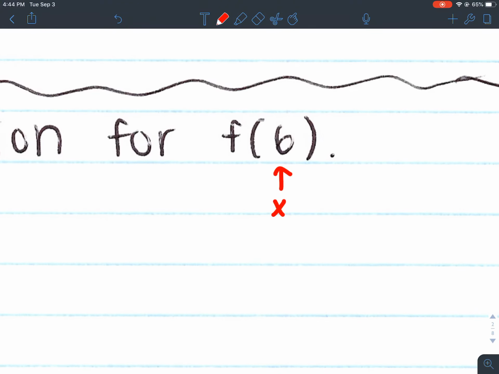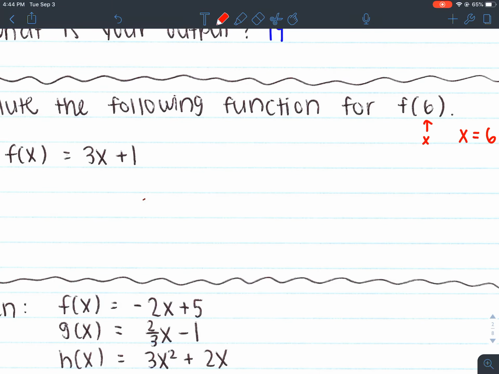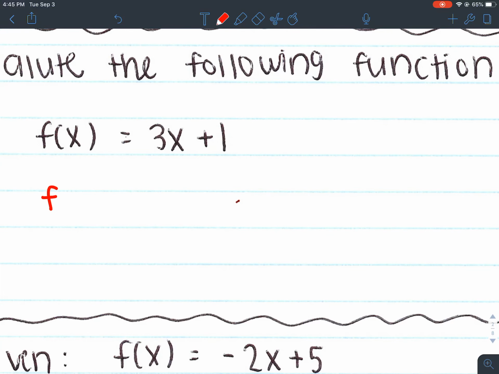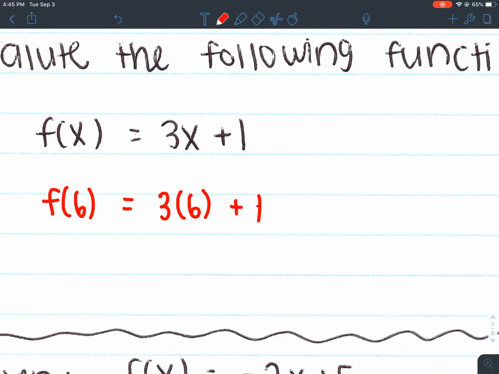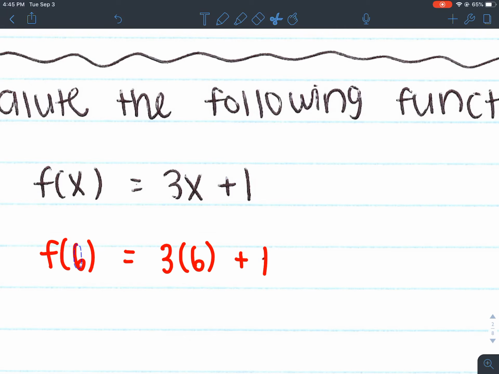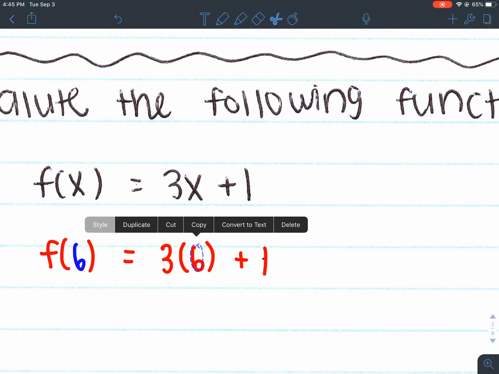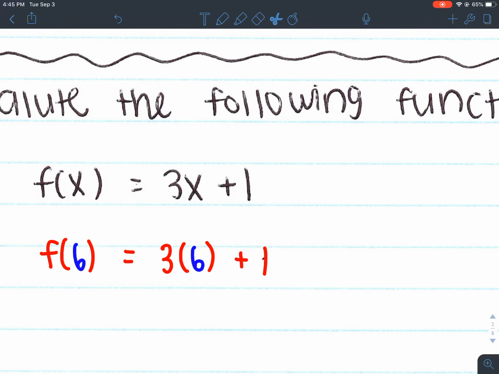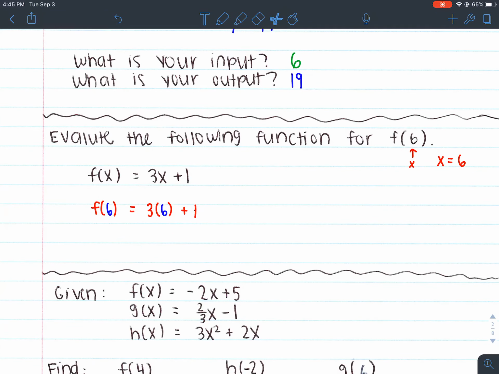Okay, f of 6. What does f of 6 mean? Well, this took the place of our x value, right? Because it was f of x. So if it took the place of the x value, that means that my x value is 6. It's saying that x is 6. So if x is 6, I'm going to plug in a 6 anywhere I see the x. So I have f of 6 equals 3 times 6 plus 1. Anywhere I saw an x, I changed it to 6 because that's what it says. It says f of 6.